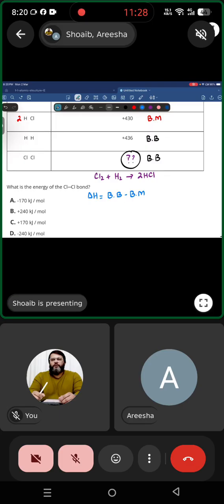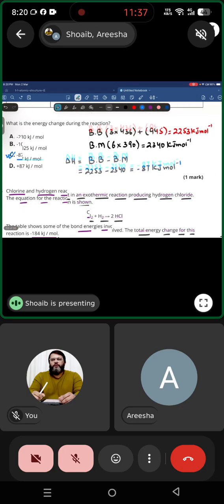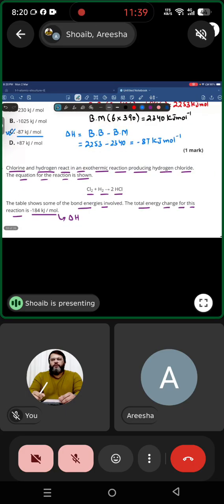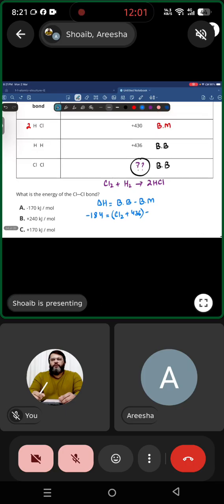Now the next one. So for the delta H, let's check the delta H value. The delta H value is minus 184. Bond breaking, the chlorine is unknown, so I'm going to write the chlorine as an unknown here. Plus the hydrogen is 436, bracket minus 2 multiplied by 430. So it will be 860. Am I right?